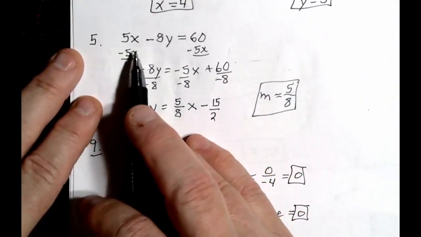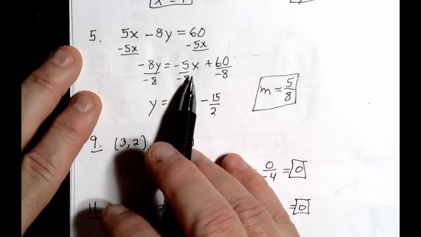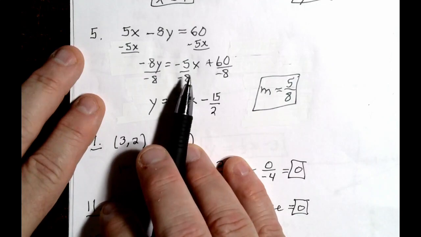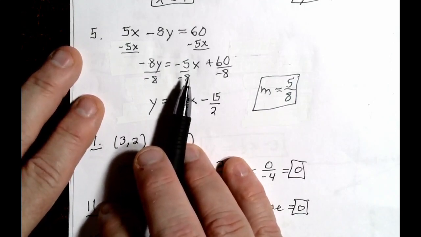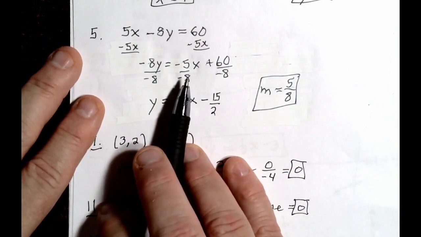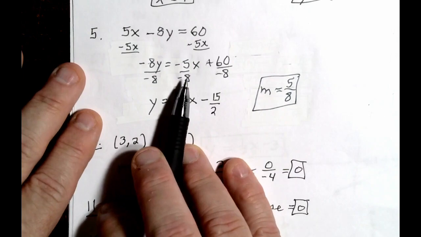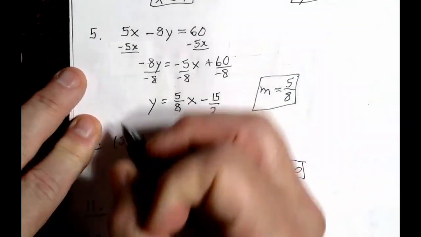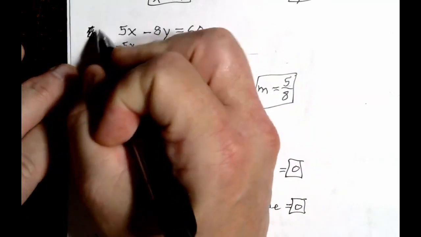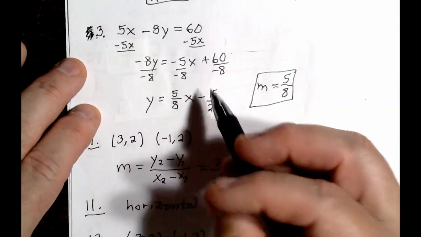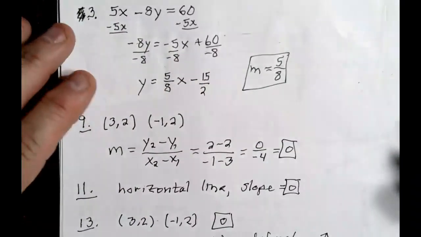Number 5, 5x minus 8y equals 60. So they wanted us to write this in, what did they say? For question 5. Or question 3, this is actually question 3. 5x minus 8y equals 60, find the intercepts and graph it.